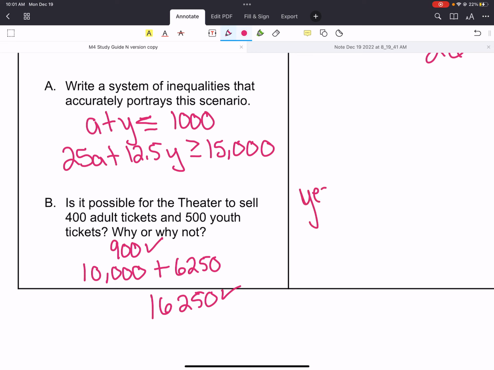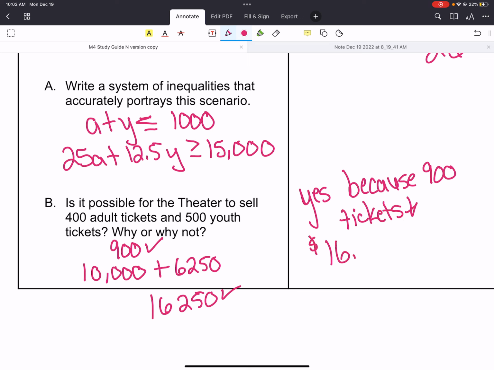So yes, because 900 tickets and $16,250 meets the goal.